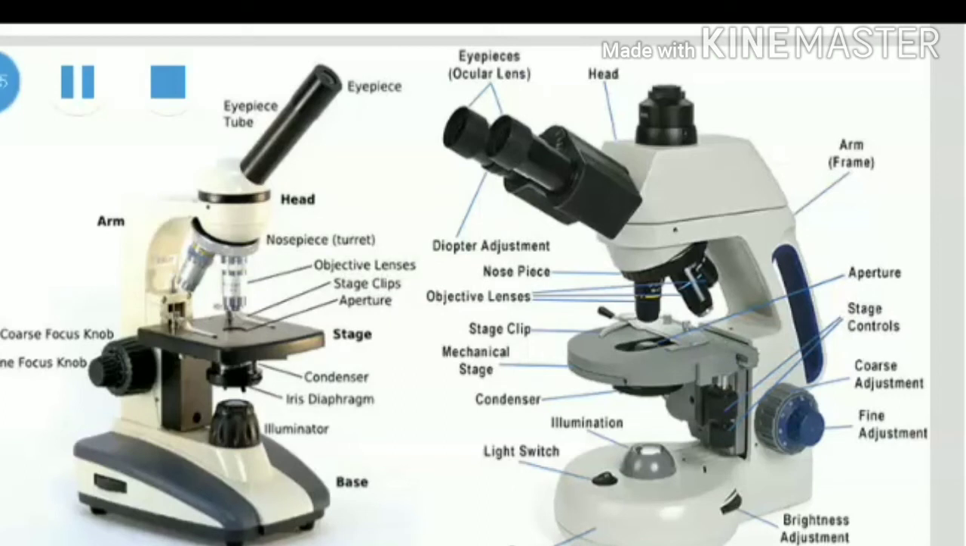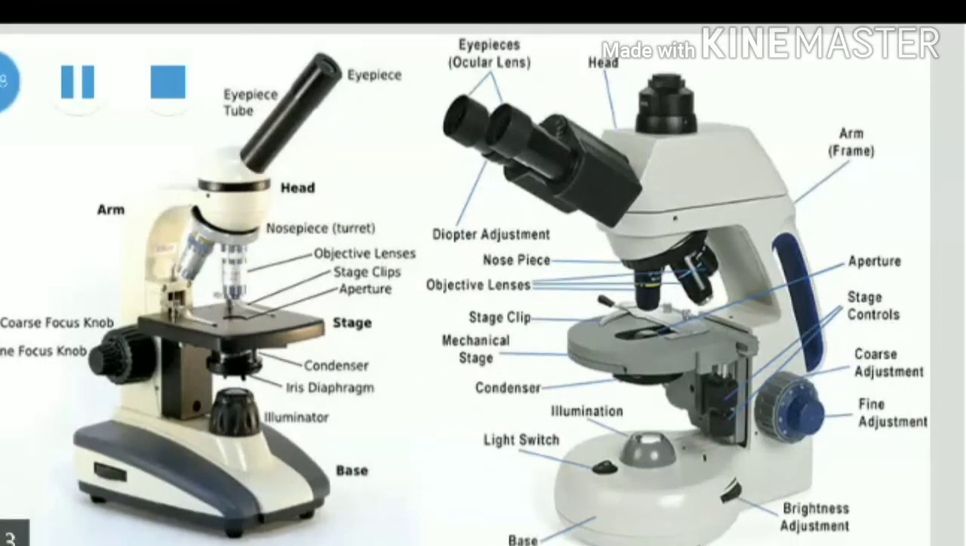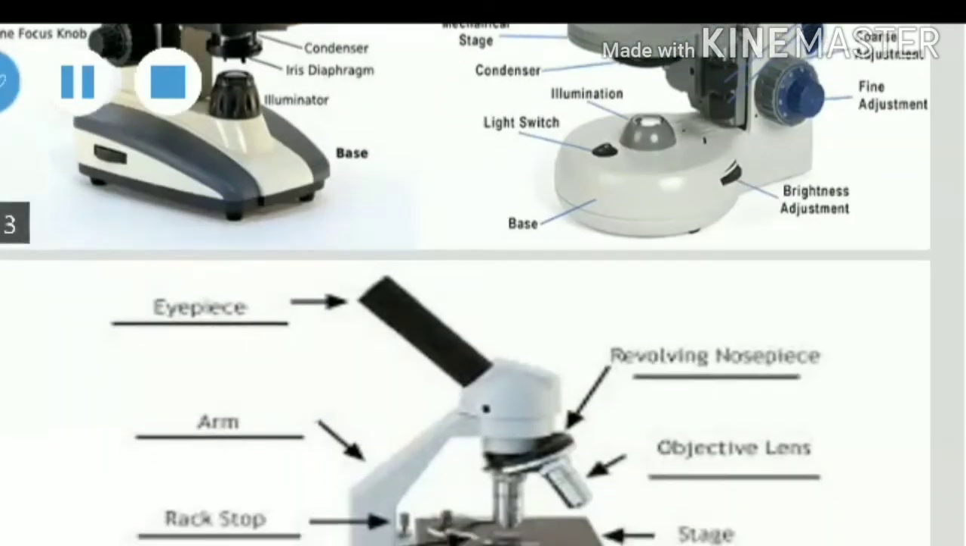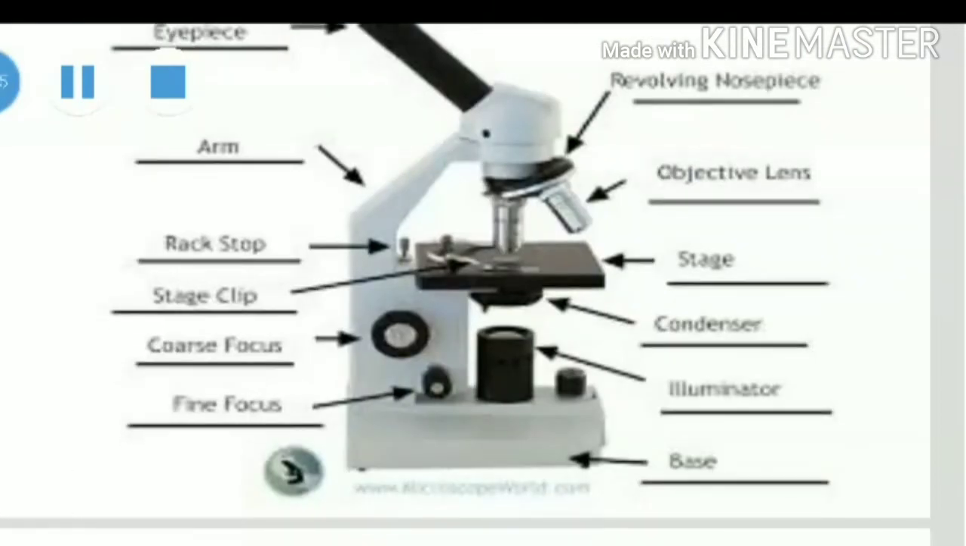These are the parts of the compound microscope: base, illuminator, condenser, stage, objective lens, revolving nosepiece, eyepiece, arm, rack stop, stage clip, coarse focus, fine focus.